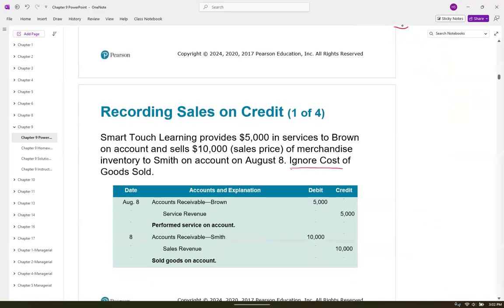So on August the 8th, they debited accounts receivable for Brown, $5,000, credited sales revenue, and then they sold some goods, debited the receivable, and credited sales revenue. Those are two different lines on the income statement. They're both revenues, but they are different.